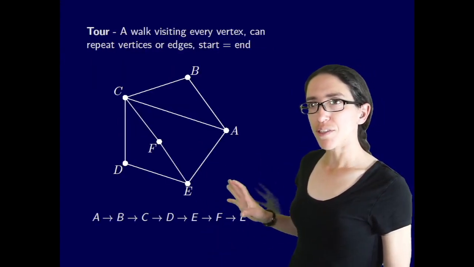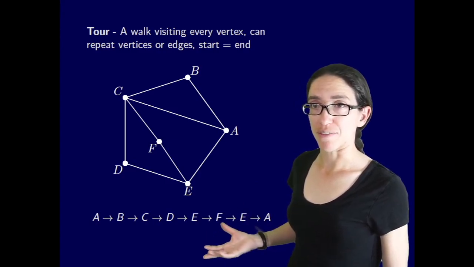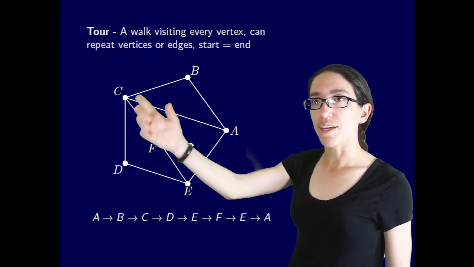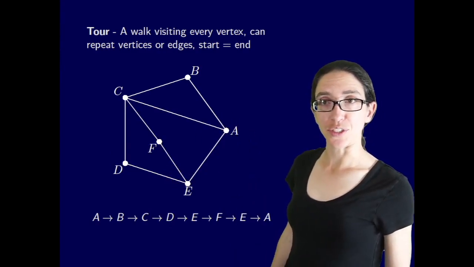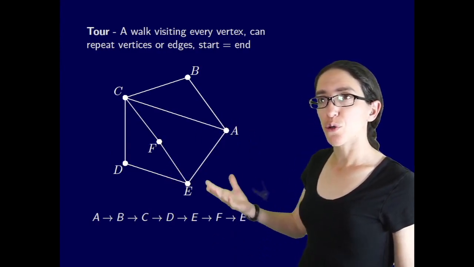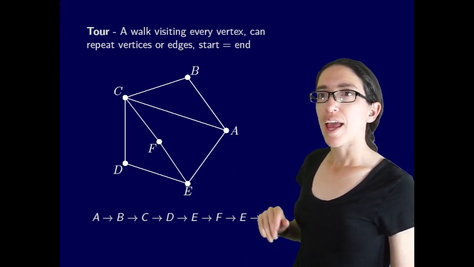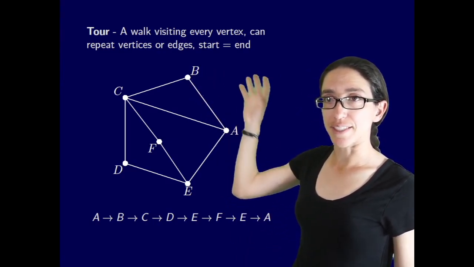So here's a very famous optimization problem in graph theory, the traveling salesman problem, and it involves taking a certain walk that visits every vertex and then comes back to where you started. This is called a tour. A tour is a walk that visits every vertex. You can repeat vertices or edges, and you start and end at the same vertex.